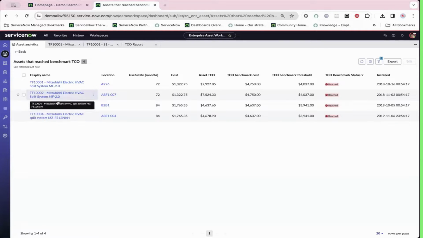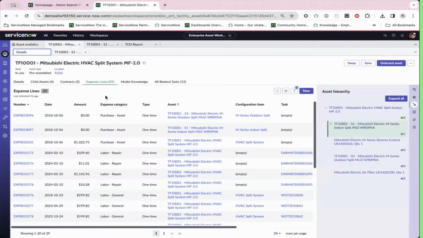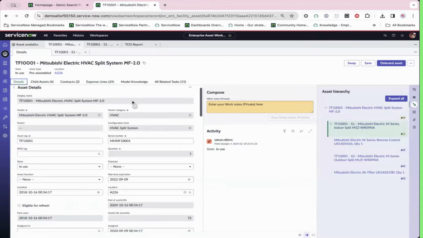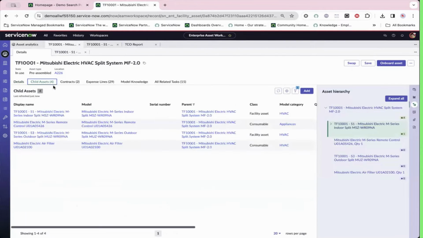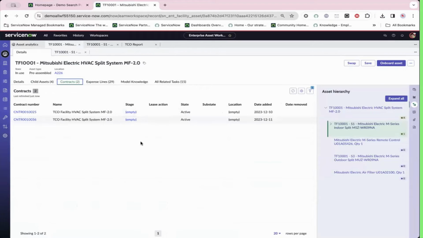So if we were to take a look specifically at one of these assets, here we can see the details of the asset and how much it's costing us, right? So this is first installed in 2018. We can see that we have 4 child assets. That is the parts that are associated with the split system. And we can see also the contracts that are associated with this.